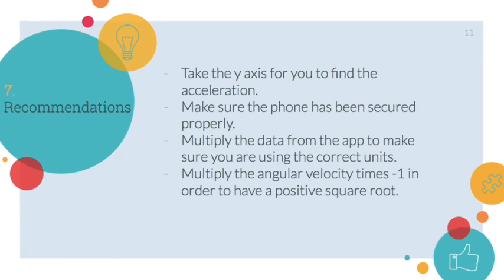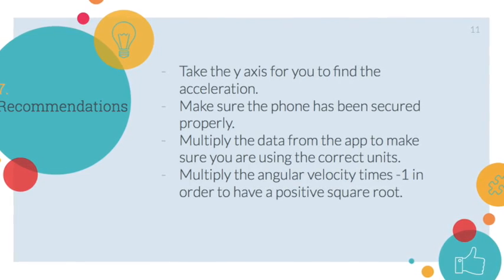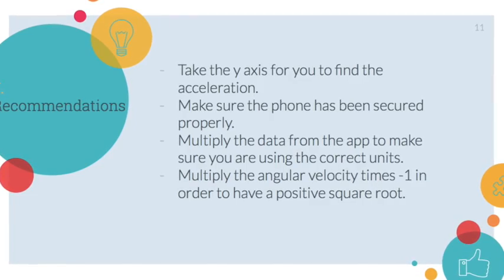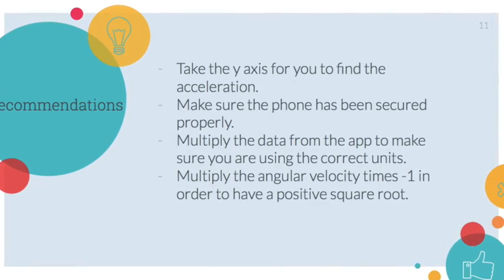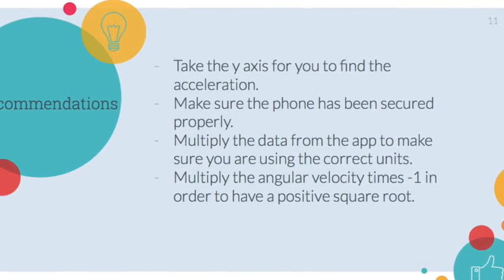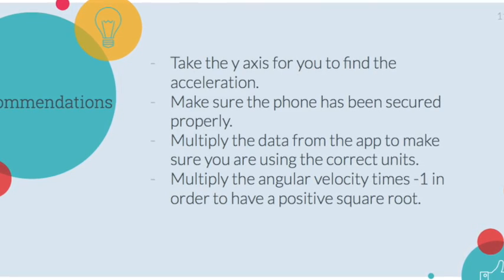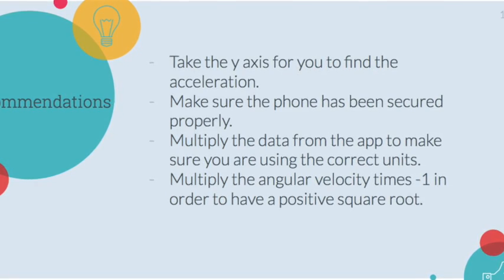We recommend taking the y-axis to find the acceleration. Also, make sure the phone has been secured properly. Multiply the data from the app to make sure you are using the correct units. And finally, multiply the angular velocity times -1 in order to have a positive square root.